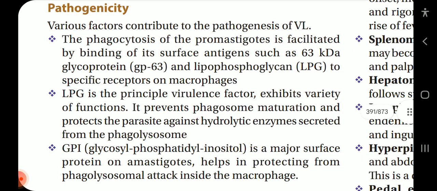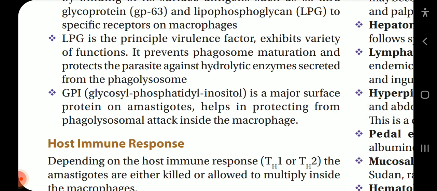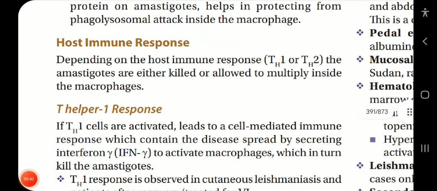Pathogenicity. Various factors contribute to the pathogenesis of VL. The phagocytosis of promastigotes is facilitated by binding of its surface antigens such as the 63 kilodalton glycoprotein GP63 and lipophosphoglycan LPG to specific receptors on macrophages. LPG is the principal virulence factor and exhibits a variety of functions. It prevents phagosome maturation and protects the parasite against the hydrolytic enzymes released from the phagolysosome. GPI, glycosyl phosphatidyl inositol, is a major surface protein on amastigotes that helps in protecting from the phagolysosomal attack inside the macrophage.